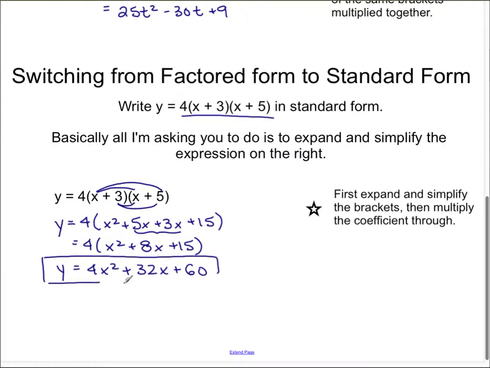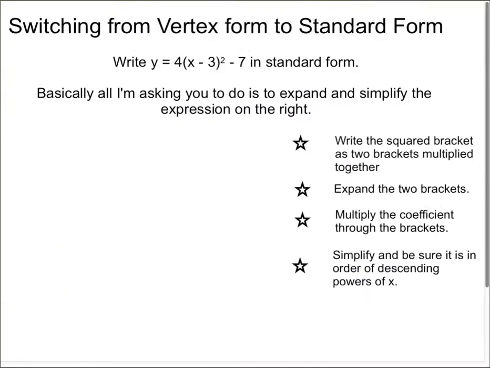This is the standard form. What do we know about standard form? Well, remember, the only thing standard form is actually good for is finding the y-intercept. And the y-intercept occurs when x is 0. So if x is 0, these two terms disappear completely, and the y-intercept is simply the constant term on the end. So once we've got it in standard form, I know the y-intercept.